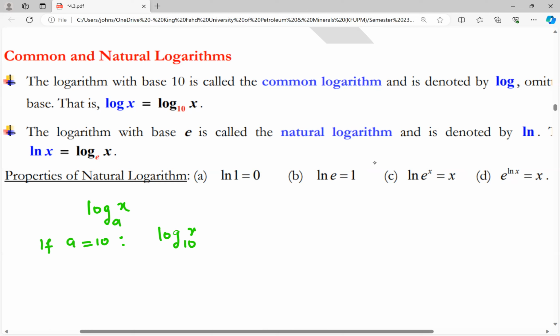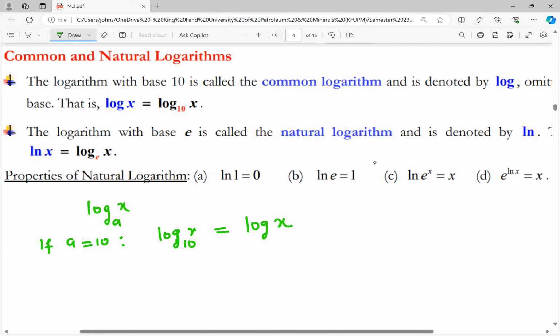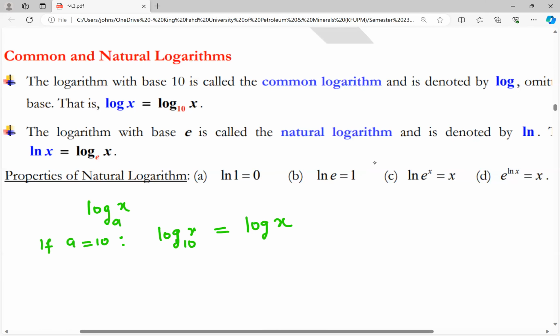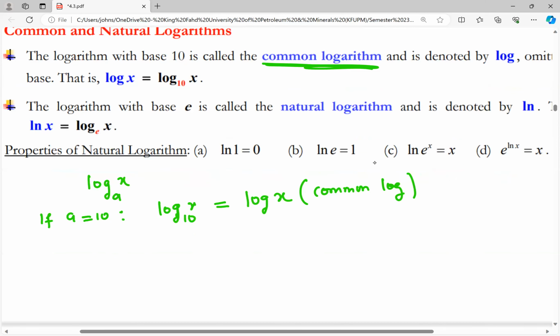This is the same thing as writing just log x without the base. So anytime you see a log without the base, it's referring to, sorry, not the natural log, the common log, I mean. So it's called the common logarithm, that is, to base 10. You can call it common log in short, or common logarithm.